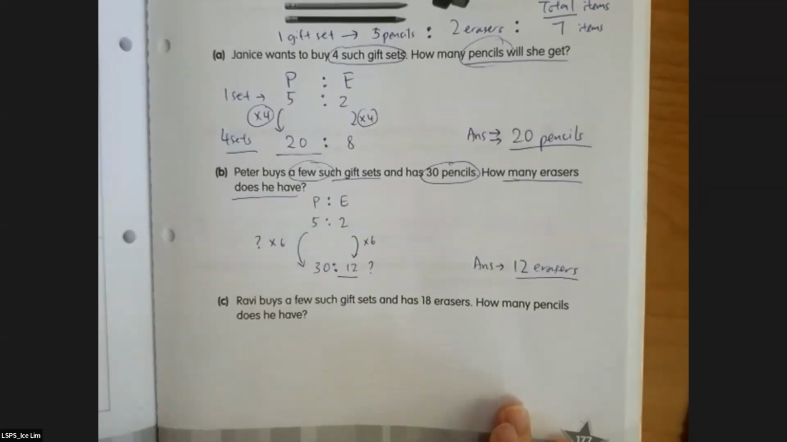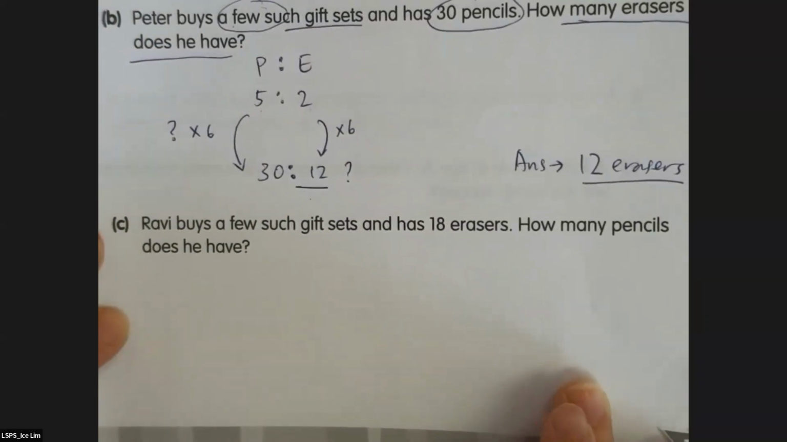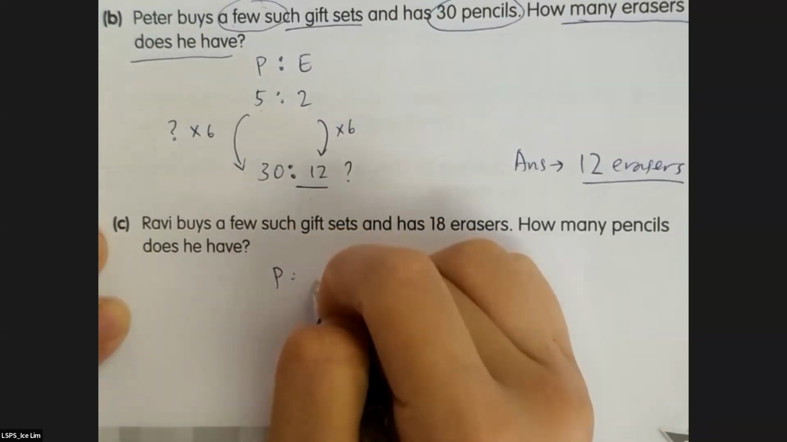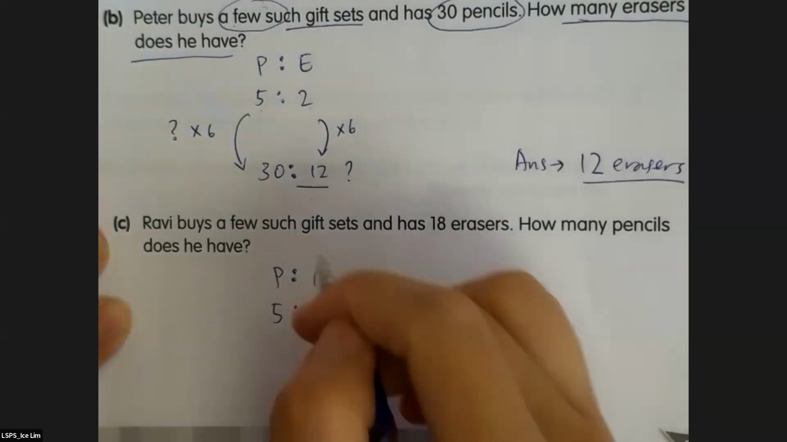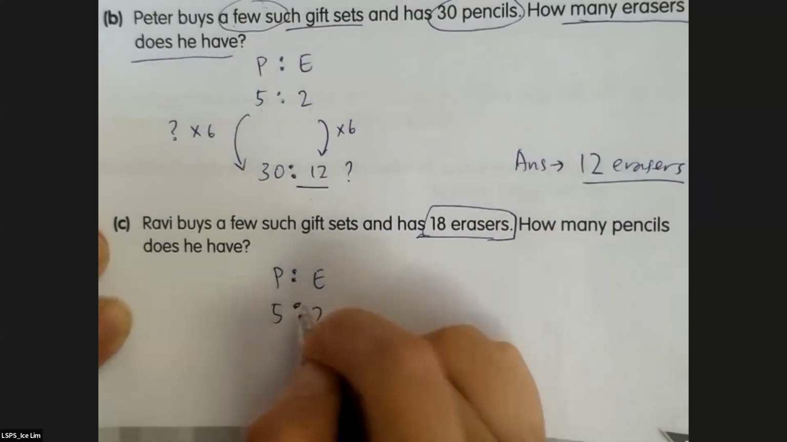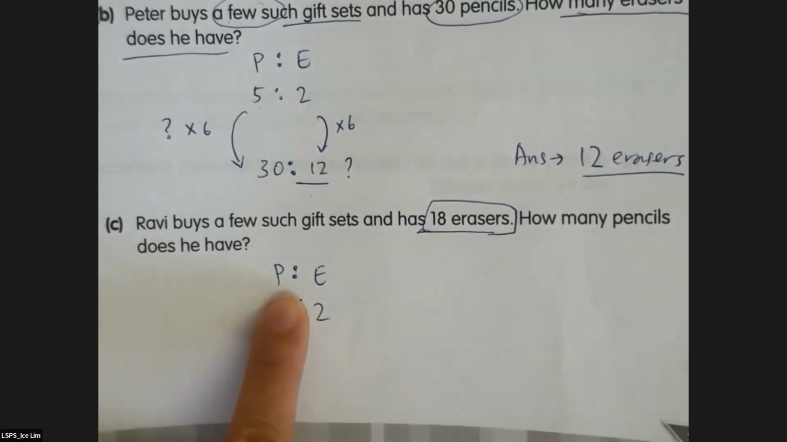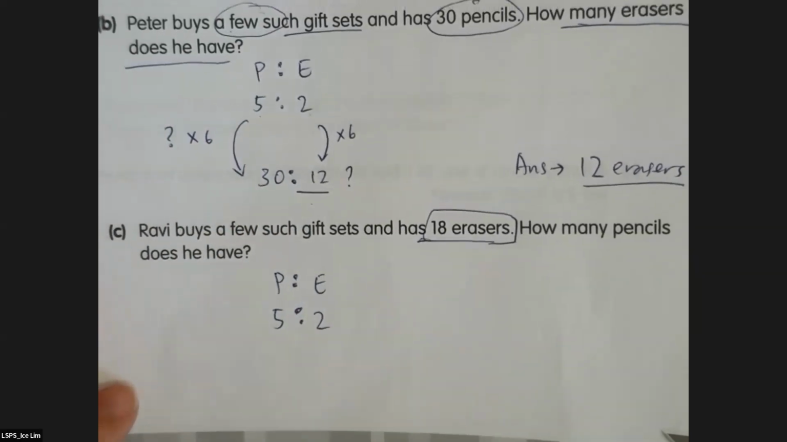Last one here says find a few of such gift sets and then 18 erasers. How many pencils? Okay, same ratio. Pencil to eraser. 5 is to 2. Now I'm given erasers. So as long as you're very clear, can you see now why I get you keep writing these labels here? You realize the labels help a lot? Yeah? Okay, up to this point, I'm not doing model drawing yet. This method enough to solve?